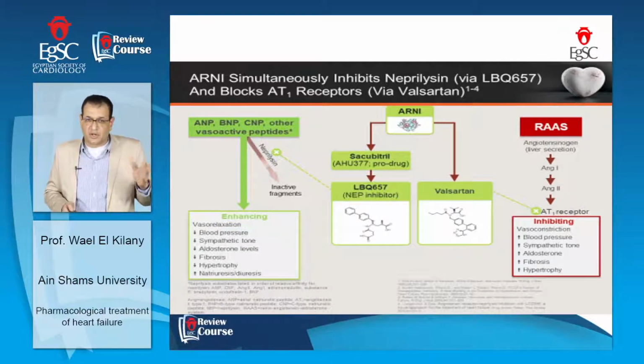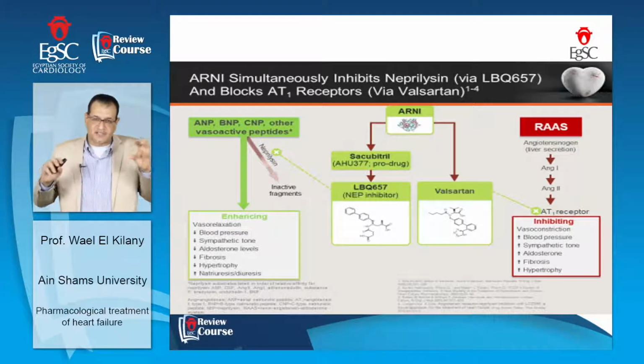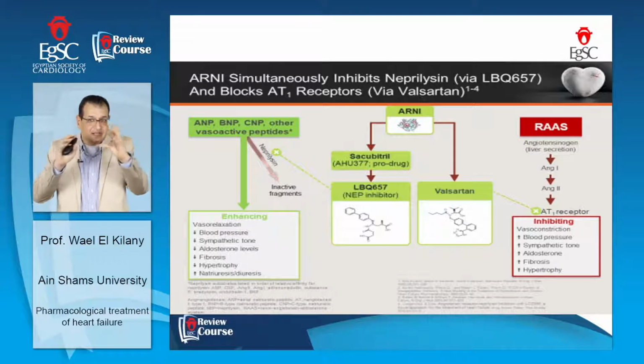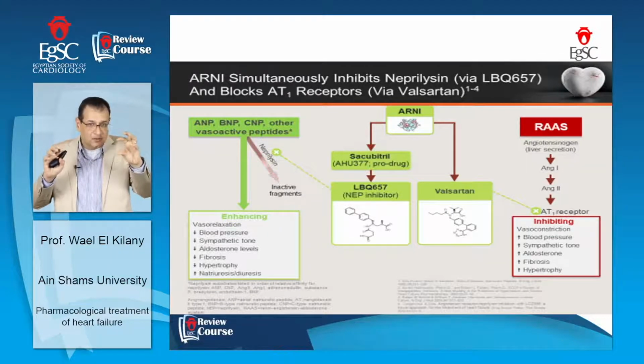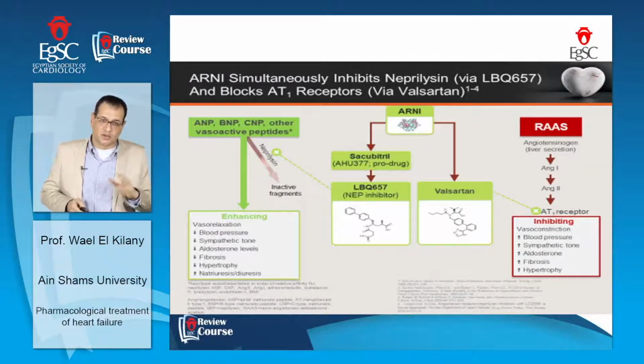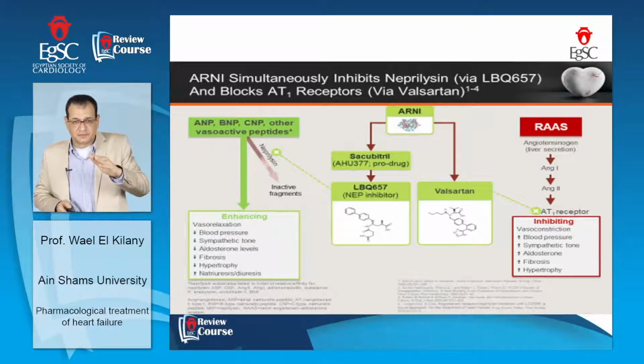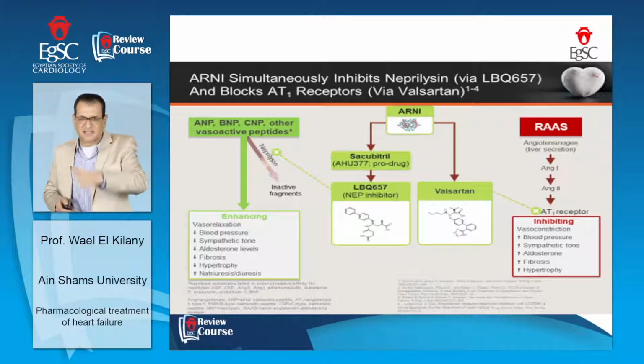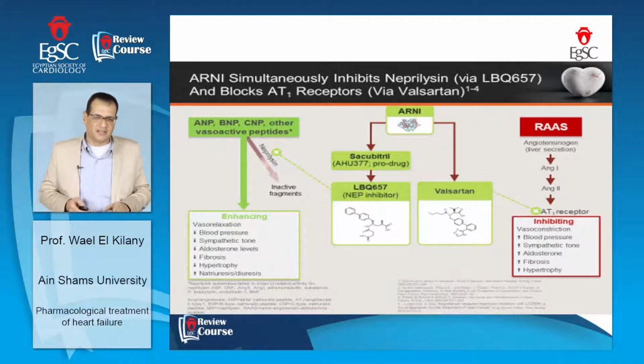The ARNI is a molecule that contains sacubitril and valsartan together. It's a single molecule that contains both components. Valsartan is known: it inhibits the AT1 receptors and acts like any RAS inhibitor.